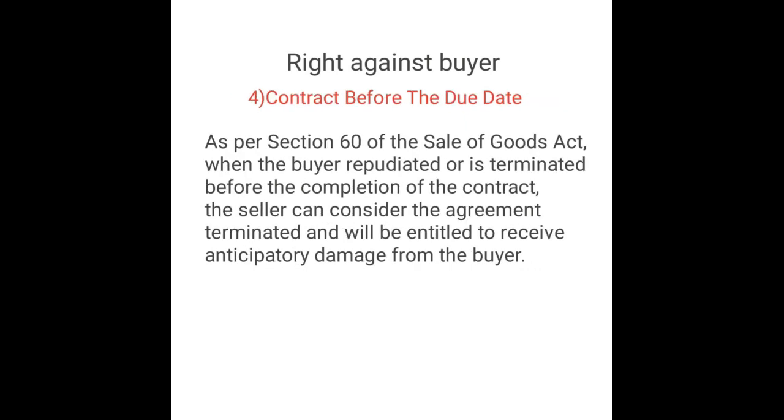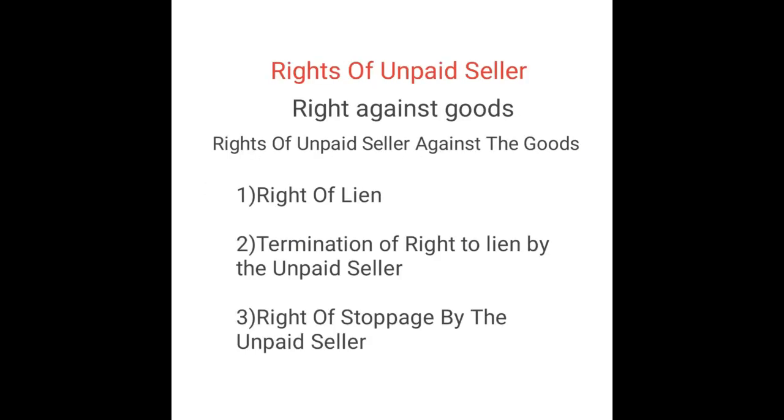Right against buyer. 4. Repudiation of contract before the due date. As per Section 60 of the Sale of Goods Act, when the buyer repudiates or terminates the contract before its completion, the seller can consider the agreement terminated and will be entitled to receive anticipatory damages from the buyer.